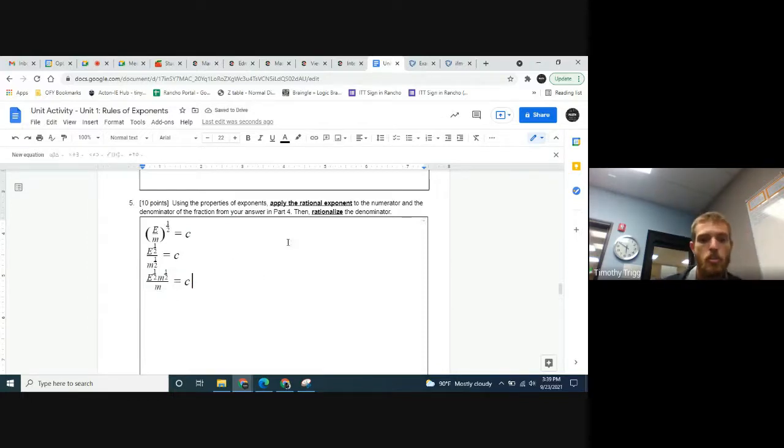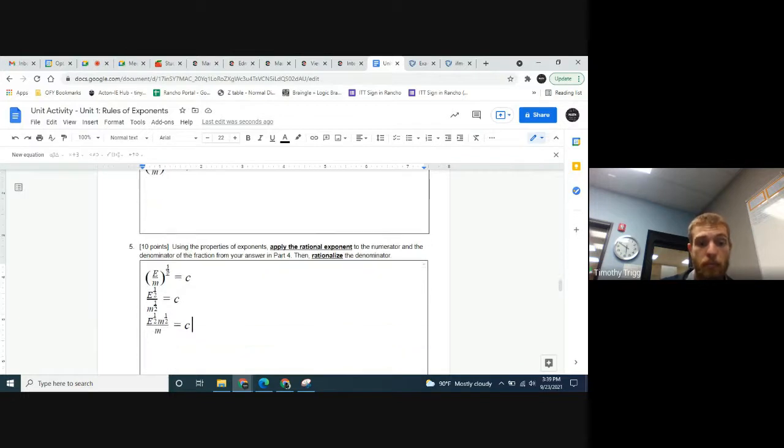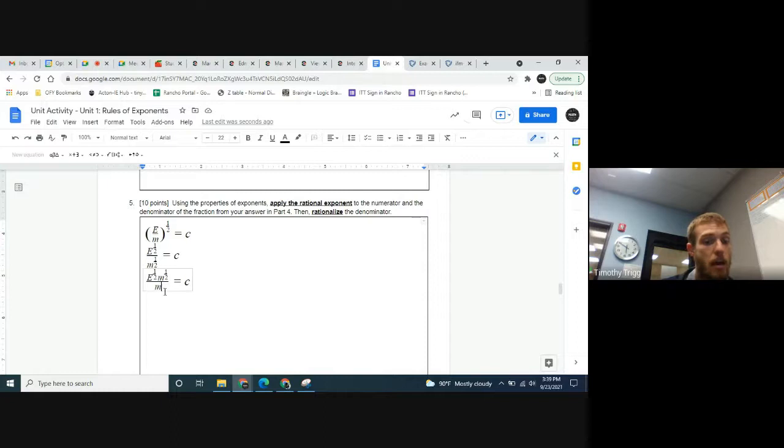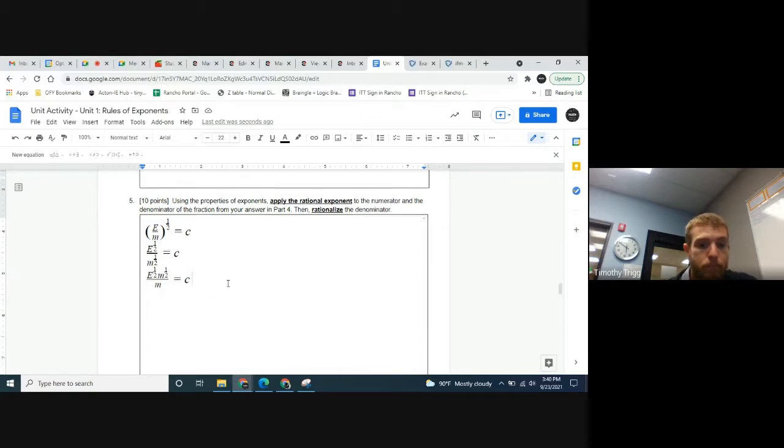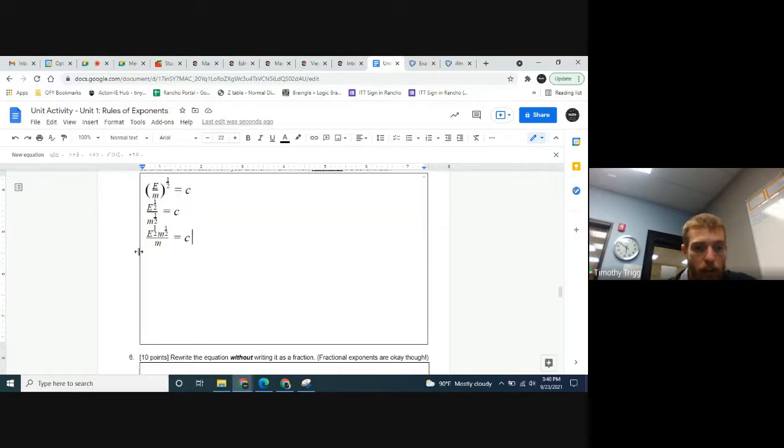Do you see how we use the property of exponents to apply the rational exponent, e to the 1/2, to both the numerator and denominator, and then we rationalize the denominator. So rationalizing means we're not going to have any fractional powers in the denominator or any roots in the denominator. Very nice. Looks very, very nice.